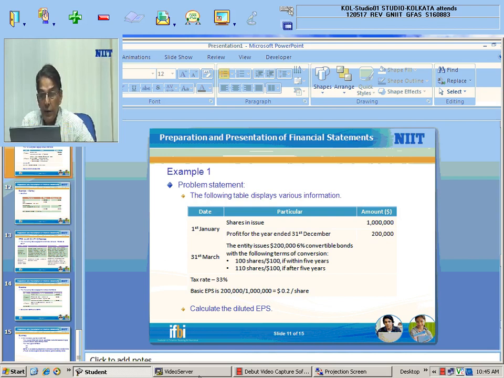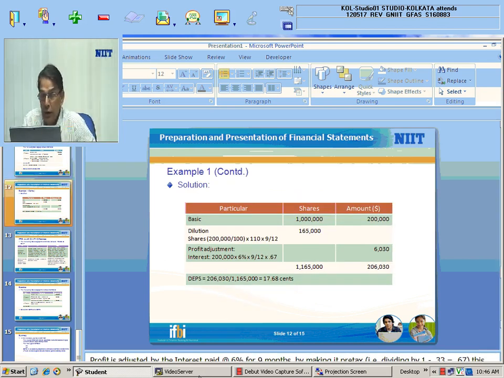So we'll see the calculation. The basic EPS calculation we have already seen. For the basic EPS calculation, the number of shares we considered is 1 million, and the profit we calculated is 200,000. Now we have to adjust both the earnings and the number of shares. Now, how much dilution will take place? 200,000 is the amount raised through convertible debt. So for every $100, 110 shares will be issued.